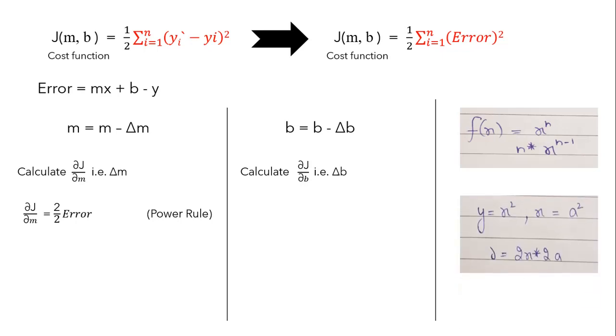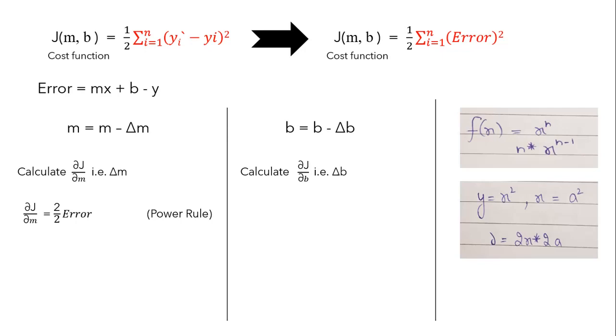Here we also need the chain rule. Suppose we have a function y equals x square, and we have another function x equals a square. What the chain rule says is: if we want the derivative of y relative to a, we have to find the derivative of y relative to x, that is twice x, and then multiply that by the derivative of x relative to a, that is 2a.